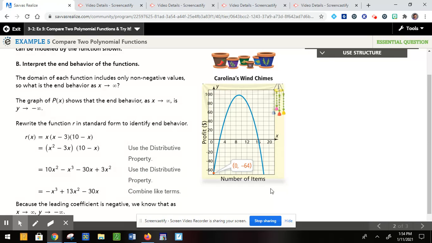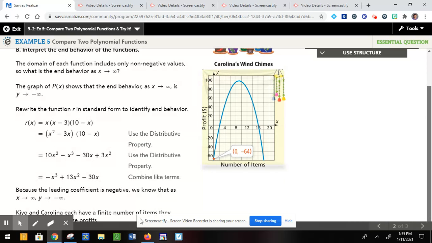So for the graph, as x approaches infinity, y approaches negative infinity. As x goes right, y goes down. For Kaio, we're getting that function in standard form. For a cubic function, degree is odd. That means one side falls, one side rises, right? But since it's negative, that means it rises to the left and falls to the right. So it would also be falling to the right. So as x approaches infinity, so as x goes to the right, y approaches negative infinity, so y goes down.